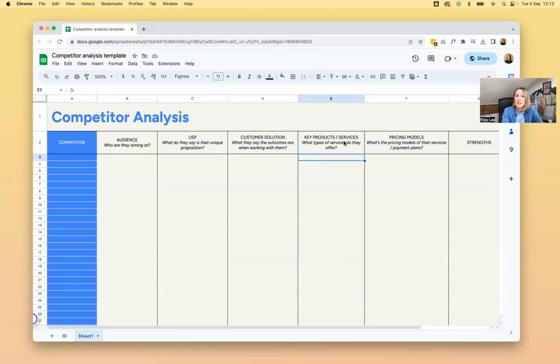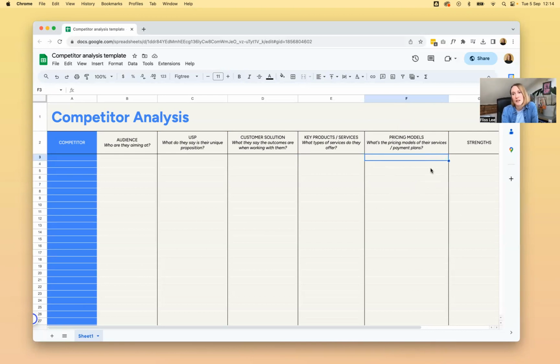Key products and services. This is really quite interesting to see the different types of services people do. It may give you some ideas of where you might be able to go in the future. So what different products do they have? Do they have like a consultancy, a workshop, a course, an online course, that sort of thing? All the different types in there.